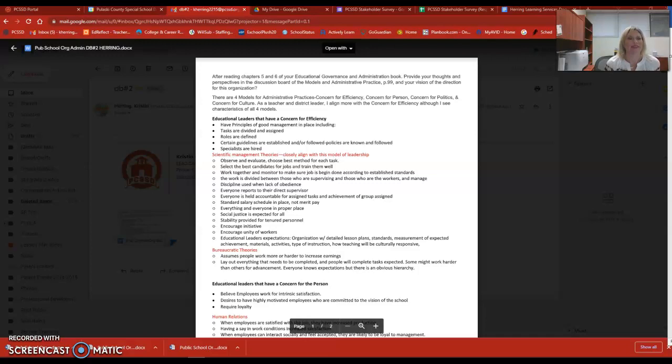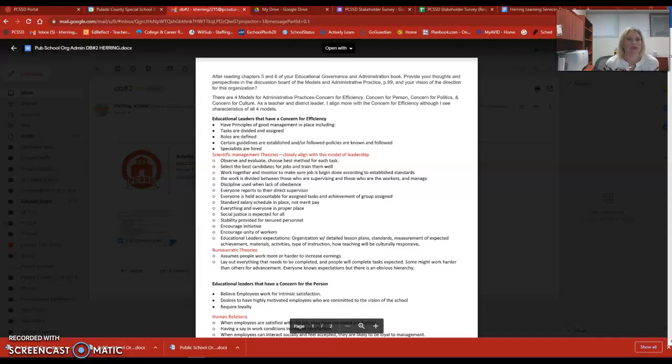In this model, educational leaders observe and give feedback. They select the best candidates for the jobs and then make sure to train them well. They expect everyone to know the standards that have been established, and they monitor to make sure everyone is meeting the standard. Everyone reports to their direct supervisor, who manages tasks and then reports back to the head administrator. Discipline is used when lack of obedience occurs, and that's for employees and for students.